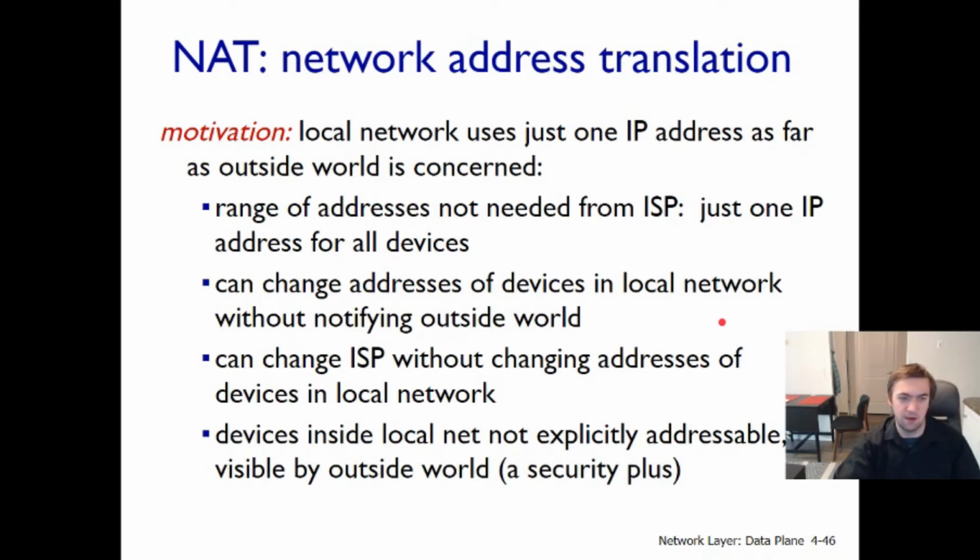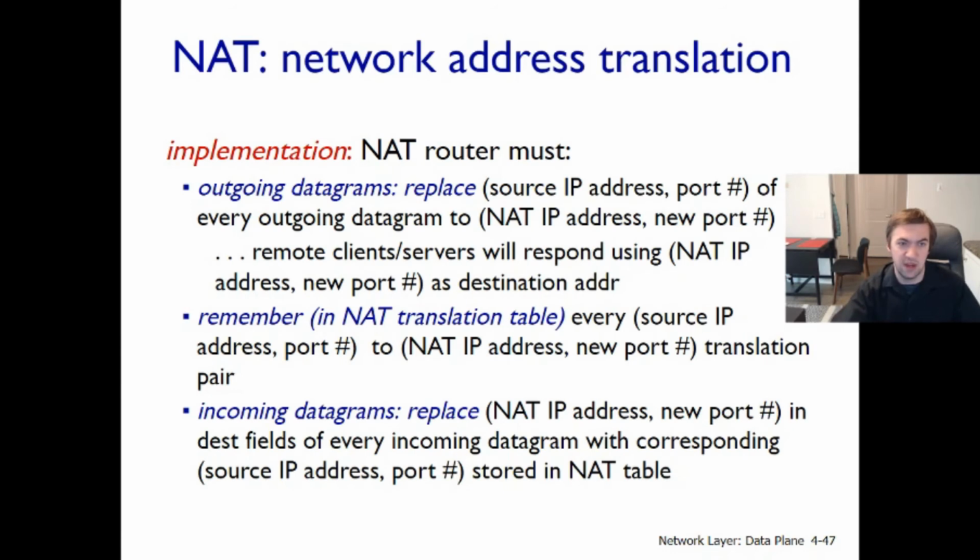It also means that you can change the addresses of devices in the local network without notifying the outside world when this happens. You can change the ISP without changing the addresses of the devices in the local network, and devices inside the local net are not explicitly addressable or visible by the outside world, which is really good for security. If you have a system on your network at home and you don't want people outside to be able to access it, it's definitely a lot better to not be visible than to be visible and have some other layer of protection. Now, a router that handles network address translation has a lot of work to do.